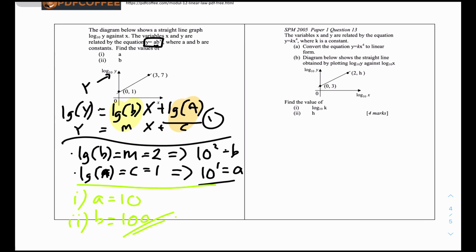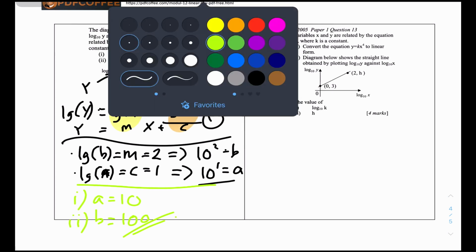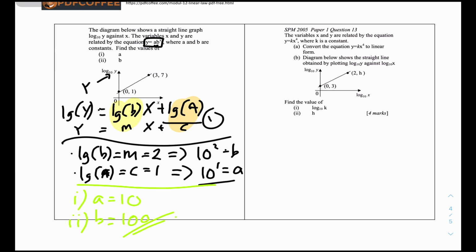And lastly, we have the variables x and y related by the equation y equals kx to the power 4, where k is a constant. Convert the equation into a linear form. It's really similar to the one just now, because we already have the big Y value and the big X value. So it will be y equals kx to the power 4.